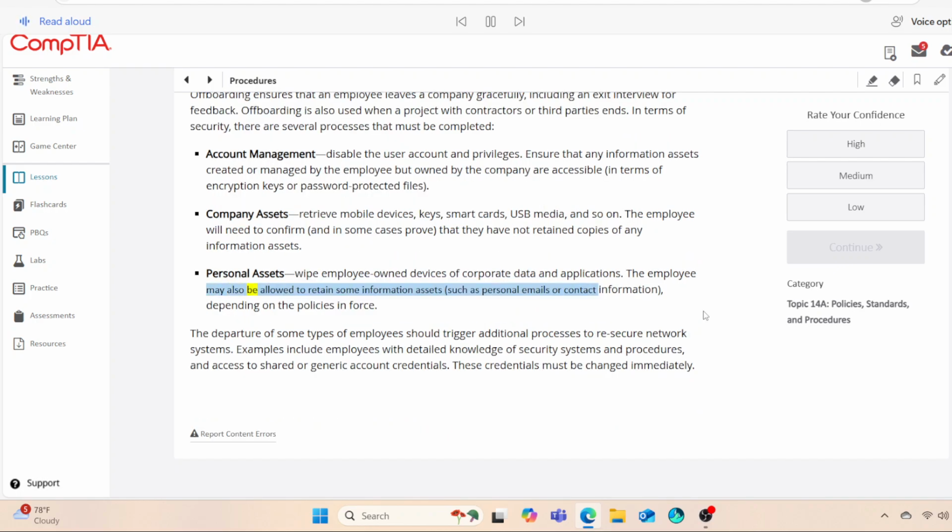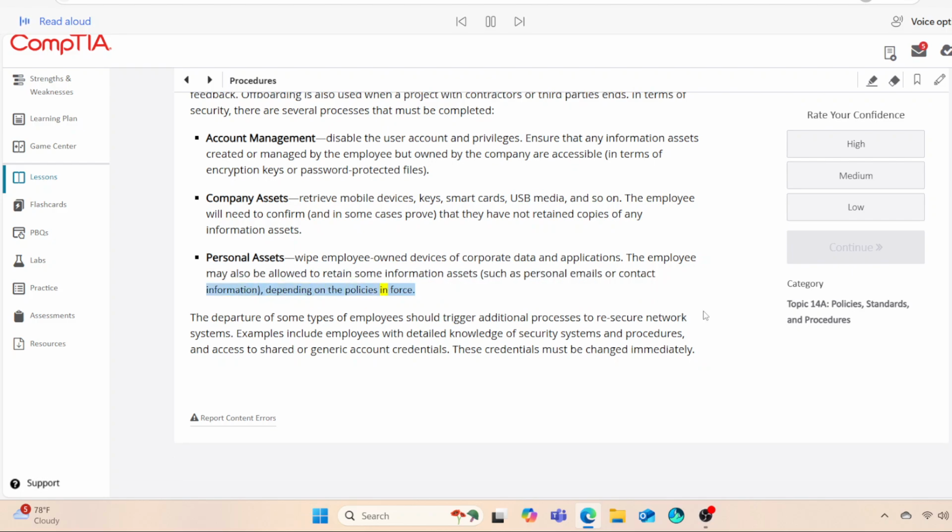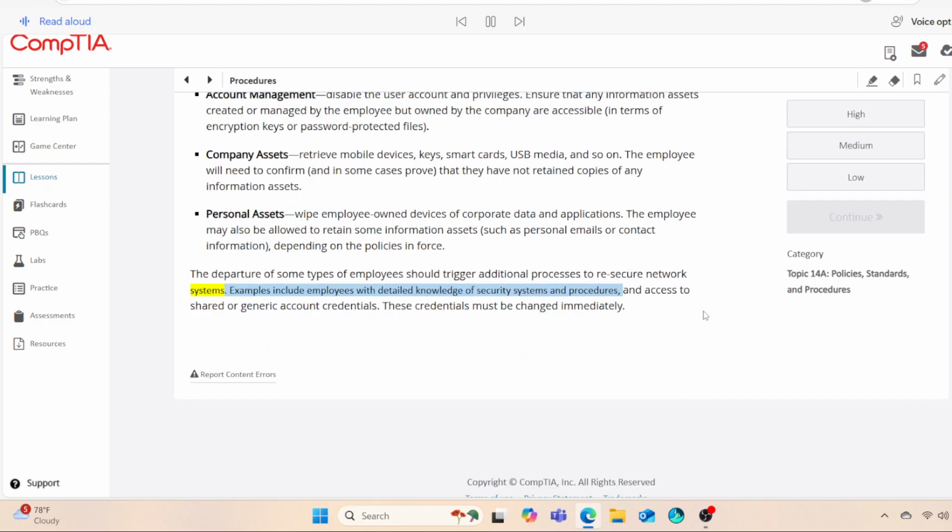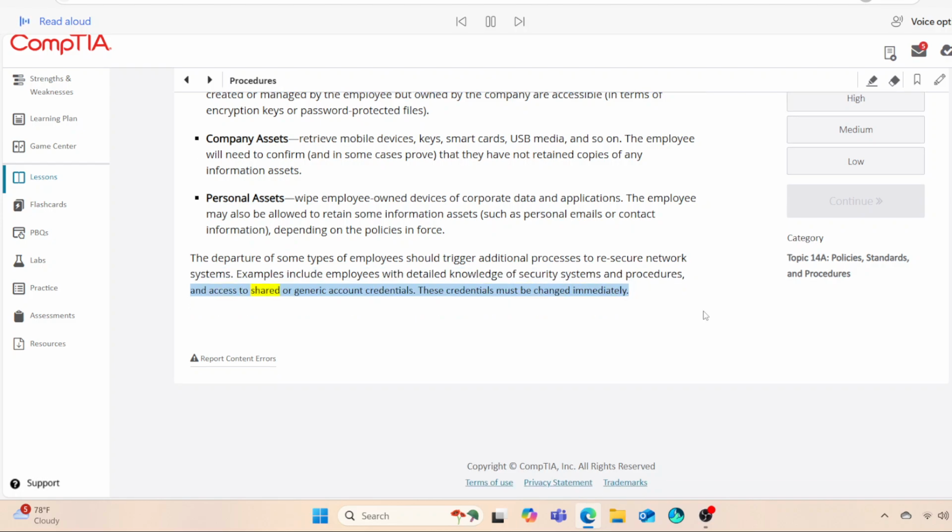The employee may also be allowed to retain some information assets, such as personal emails or contact information, depending on the policies in force. The departure of some types of employees should trigger additional processes to re-secure network systems. Examples include employees with detailed knowledge of security systems and procedures and access to shared or generic account credentials. These credentials must be changed immediately.